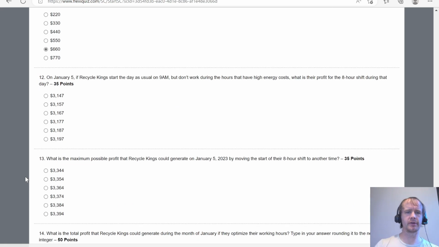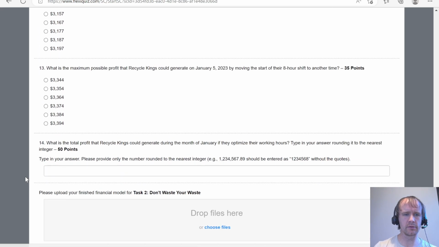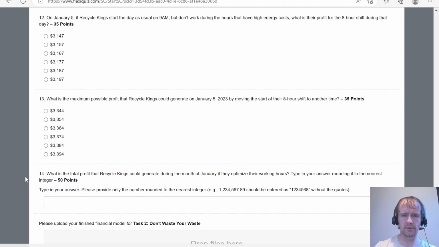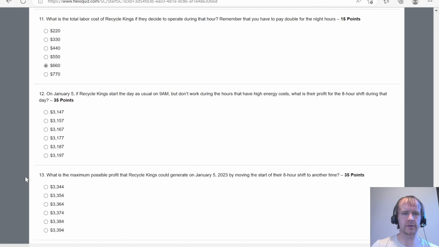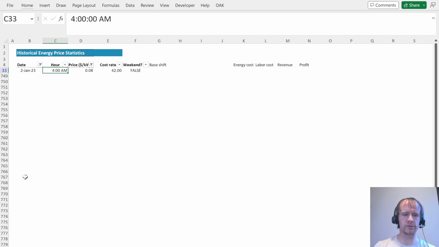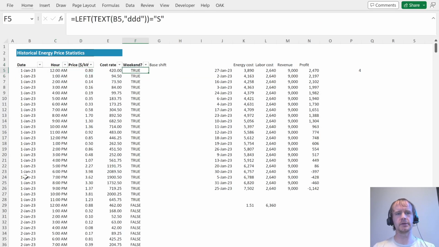On Jan 5th, so we're going to have to, right. So on Jan 5th, if recycling start the day as usual on 9 a.m. but didn't work during the hours that have high energy costs, what's their profit for the 8 hours? Okay, so basically we need to figure out which shifts are profitable.